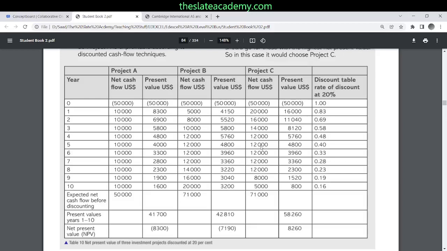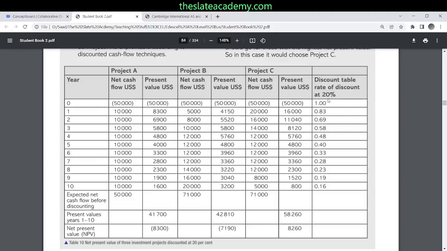Alright, for year 4 it will be 12,000 into 0.48. For project C, year 4, it will be 12,000 into 0.48. 5760? Yeah, it's given in the table. Here, 5760. Oh, okay. Then for year 5, you have to do 12,000 into 0.40. And if the discount rates are not given, you use the formula.